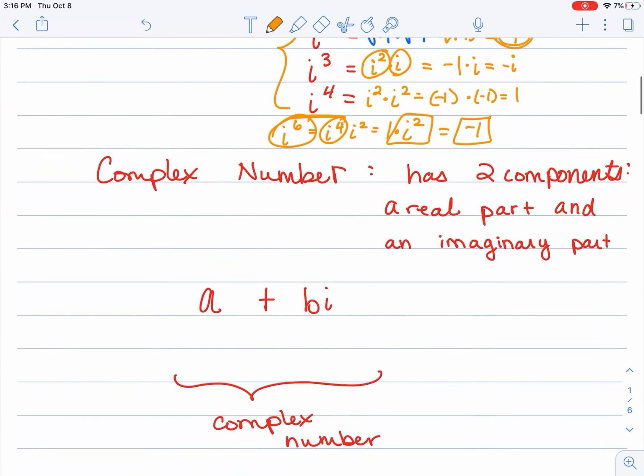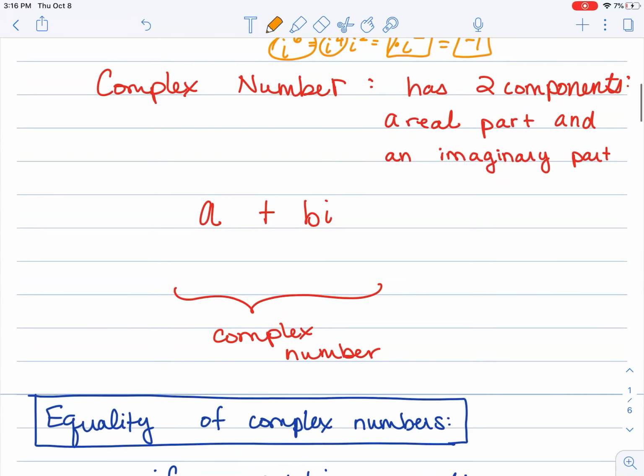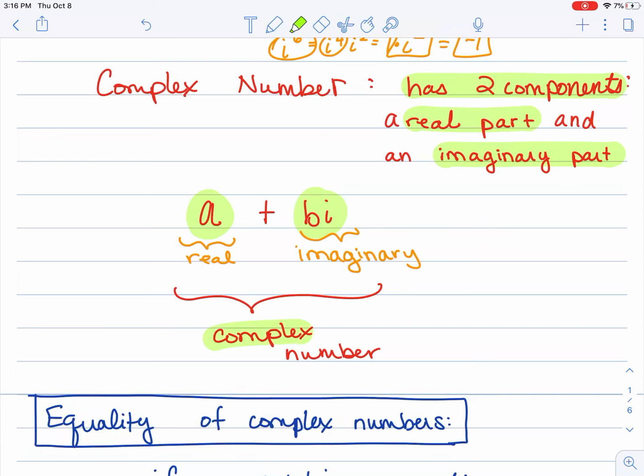Okay, so let's talk about what complex numbers really are. A complex number has 2 components. It has a real part and an imaginary part. And we usually write it as a, or the real part, as it goes right here, and the imaginary part is here. So again, a is the real number because by itself it just looks like a regular number, and bi is the imaginary part because it's got the i on it. And together, it's what we call a complex number because it has both.